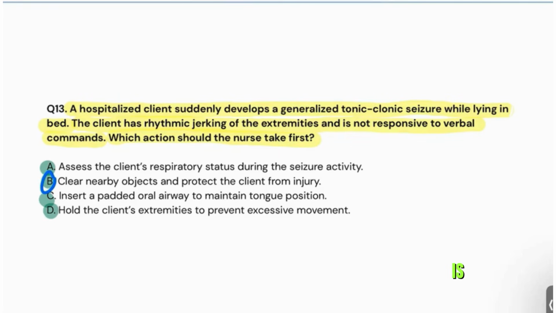The correct answer is letter B. During an active seizure, the immediate priority is preventing injury while allowing the seizure to run its course. A is not correct. Respirations are assessed, but safety comes first during active movement. C is also not correct. Never insert anything into the mouth. And D is also not correct. Never restrain the extremities. Next question.